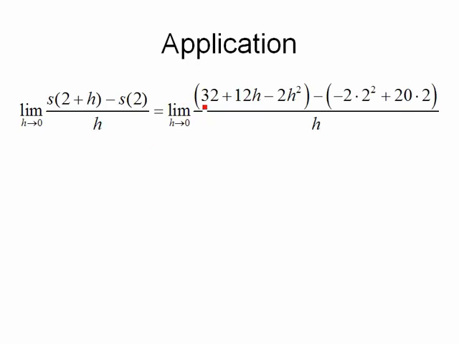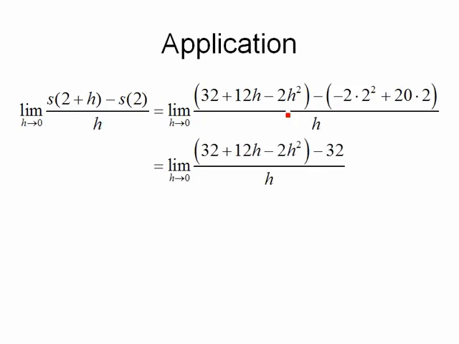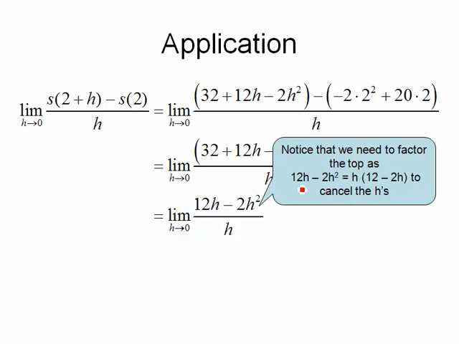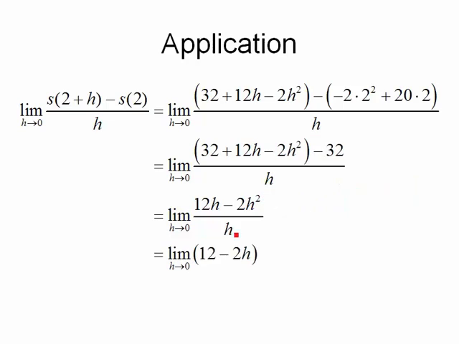So I've put s of 2 plus h in here. That's what we just worked out. I've put 2 into all of this stuff, and that's just going to become 32. And now let's do the subtraction in the numerator here. The 32s are going to drop out, and so we're left with the limit as h approaches 0 of 12h minus 2h squared, all divided by h. Notice that 12h minus 2h squared can factor, so we'll pull out an h, and when we do that, we'll be able to cancel it with the h on the bottom, so we're only left with the limit as h approaches 0 of 12 minus 2h.